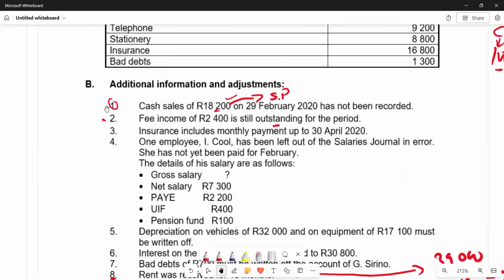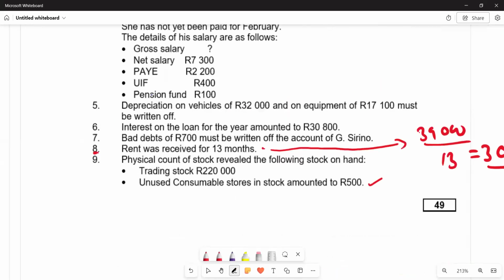So remember, we have some goods here, cash sales of 18,200, and we calculate the cost price, and it was 13,000. And these goods were sold, which means they moved out of the business. So they were moving out of the trading stock. So they were not recorded. So we need to subtract 13,000 from the figure for book value that we have there. Then we get the net book value. And then we compare it now with the physical stock count. And the physical stock count figure is trading stock 220. Physical stock count of stock review, the following stock on hand. So you only take the figure for trading stock, which is 220,000. So we go there.